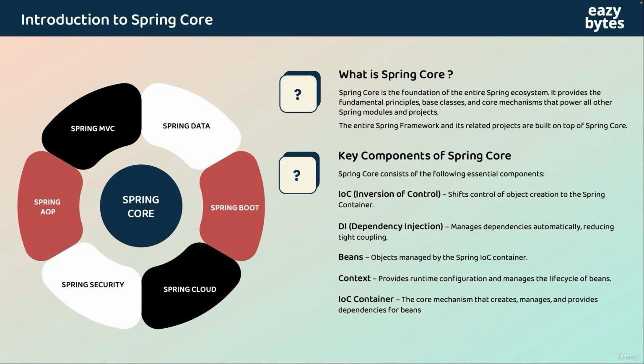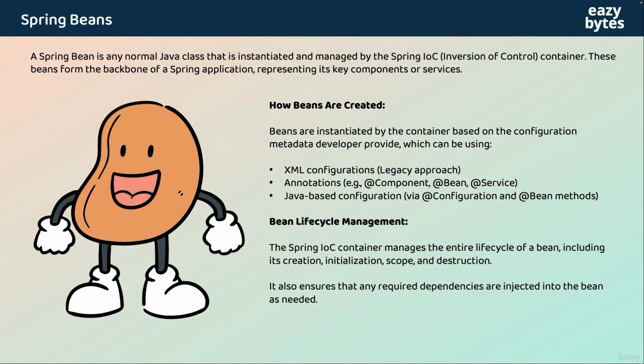So far, we have discussed what inversion of control and dependency injection are, which are the key components from the Spring core. As a next step, let's try to understand what beans, context, and the IoC container are. When we are developing programs with the help of plain core Java, we end up creating a lot of objects.